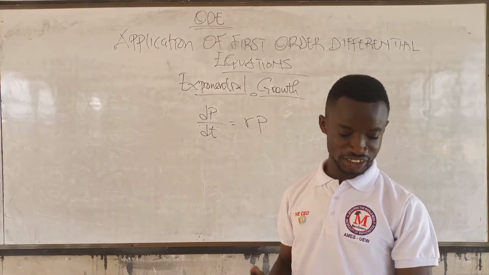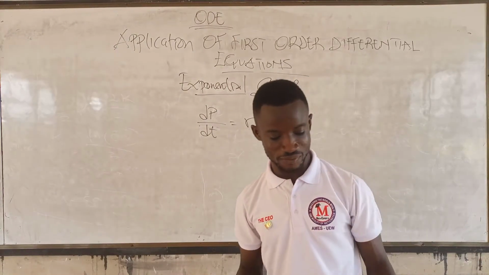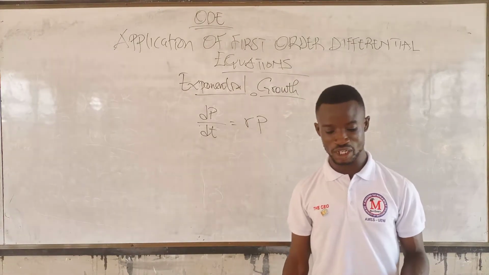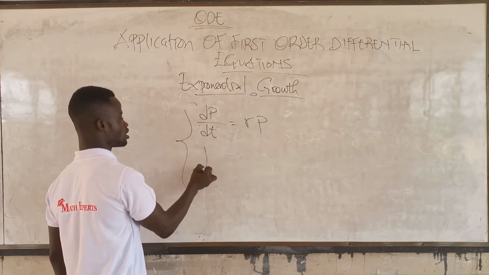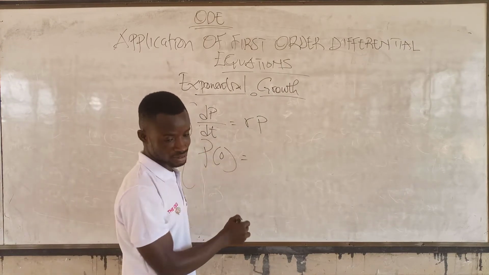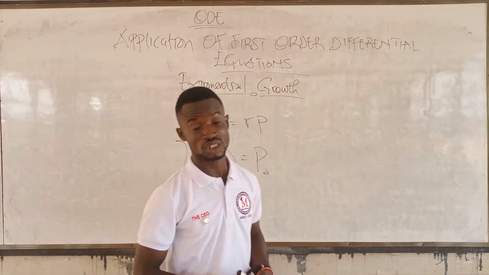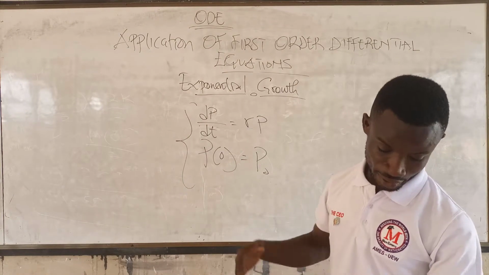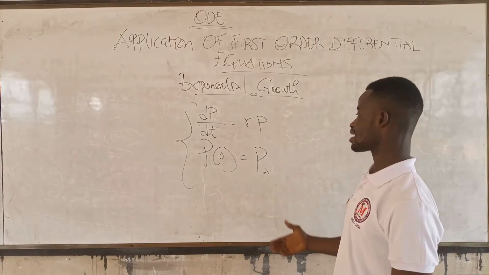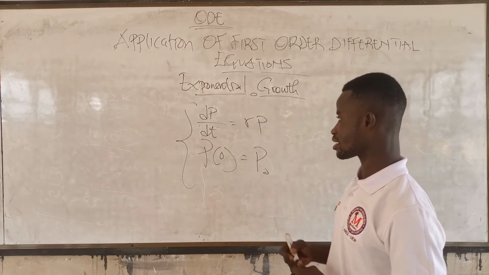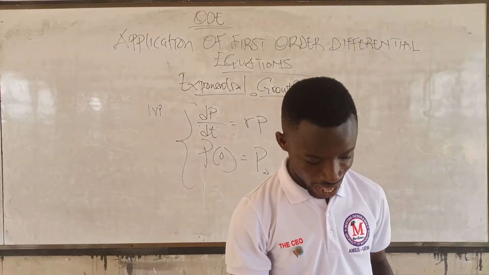The corresponding initial value problem, with initial population P naught, the IVP is going to be P of zero is the same as P naught. And you know that already from the exponential decay. Alright, so anytime you are asked to state the IVP, that's how you are going to state the IVP.